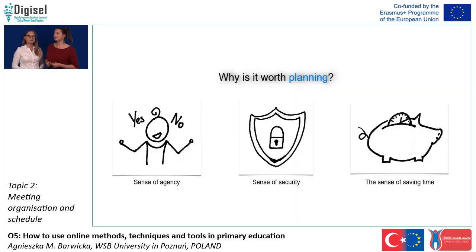Why is it worth planning? Sense of agency. In the application, we have the confirmation of participation or its absence. Everyone can provide their opinion on the selected dates. Sense of security. The specified dates enable us to control the situation. The sense of saving time. We minimize the number of phone calls, changing and synchronizing dates by a one-off preparation of the event in the application.